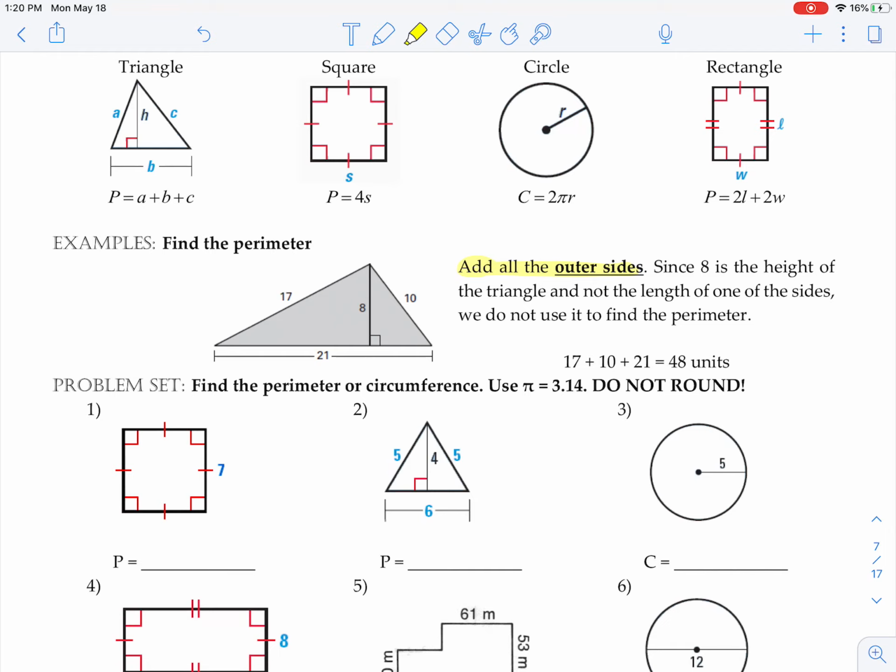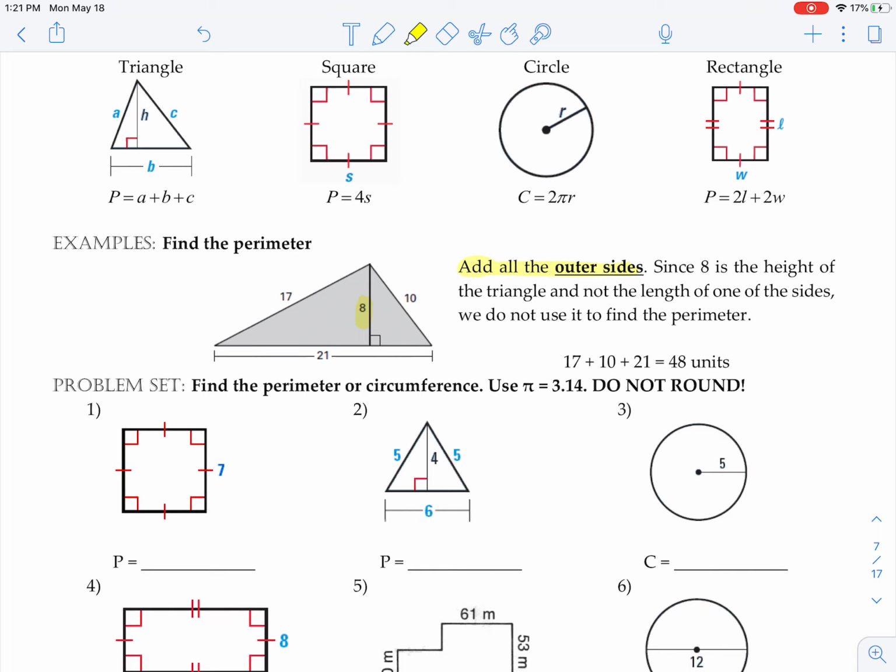The end. Since 8 is the height of the triangle in this particular example, we're not going to add it. Don't add it. It's not a side. Just because you're given numbers doesn't mean you have to use all your numbers. That's a common mistake that we will make all the time. Don't do it. Just don't.